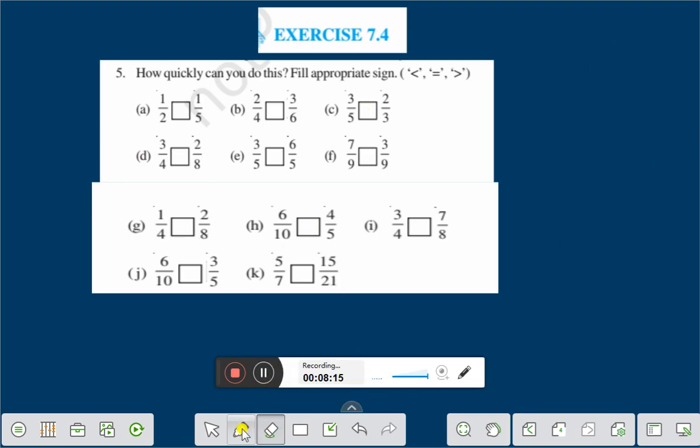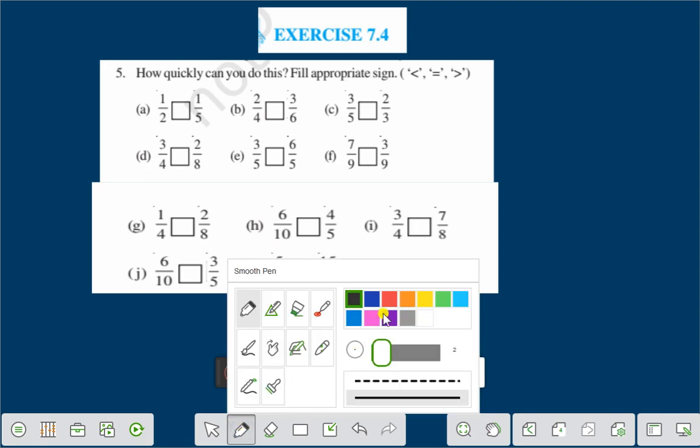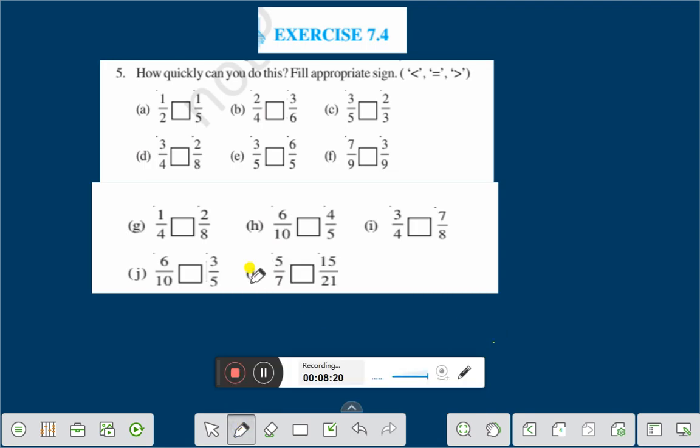Now, question number I. Question number I is 3 by 4 and 7 by 8.